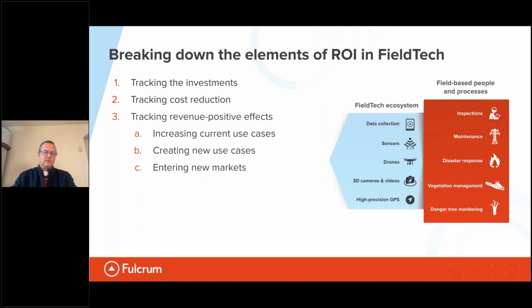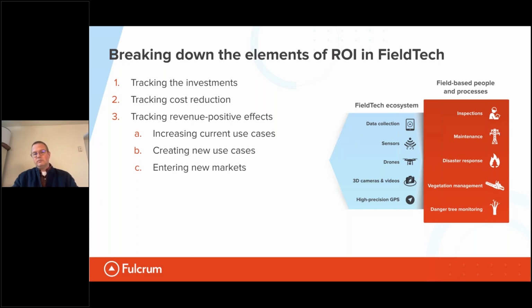Sorry, I've spent a bit of time, so I'm going to not go into detail on revenue positive effects. But those people out in the field right now, if they're doing inspections, maintenance, disaster response, et cetera, for another organization, and you are charging that organization to have your people do it, then there are a couple of different things that might happen. First, by implementing the right field tech, you might be able to increase your efficiency or your ability to serve in current use cases, right? So you do vegetation management for a living, you are able, using field tech, to serve 20% more customers because you're that much more efficient. That's a revenue increase.